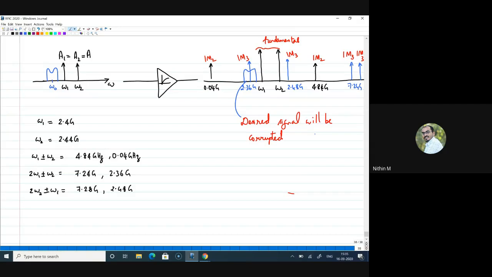Nikhil, is omega naught 2 considered as a desired component? Yeah. So what I did here is, I understand some of you will have doubt about where this omega naught has come into the picture.